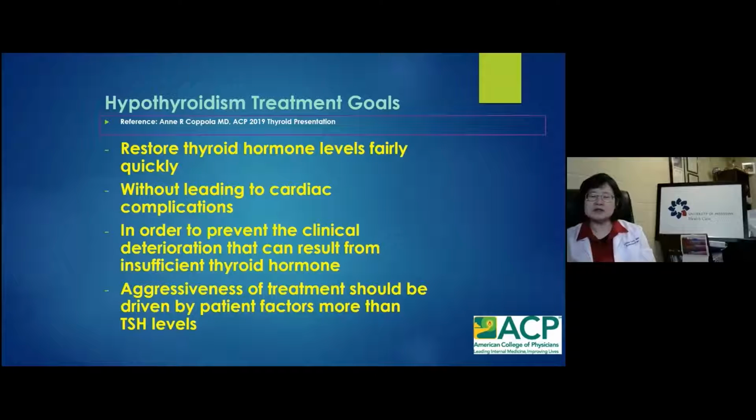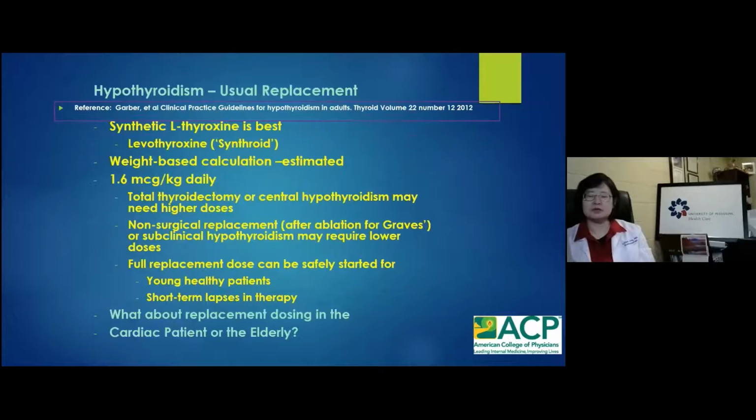But how aggressive to replete the thyroid hormone is really less dependent on the labs. Of course, the TSH matters, but more really on patient factors. So let's first talk about usual replacement. So the American Thyroid Association has clinical practice guidelines that give a weight-based option for thyroid hormone replacement.